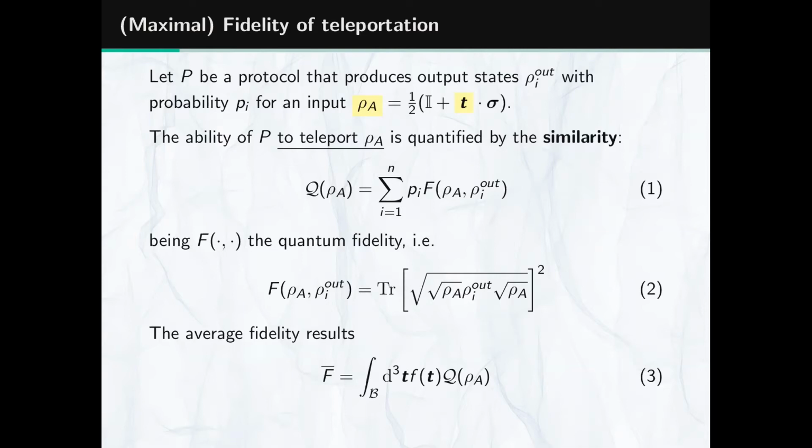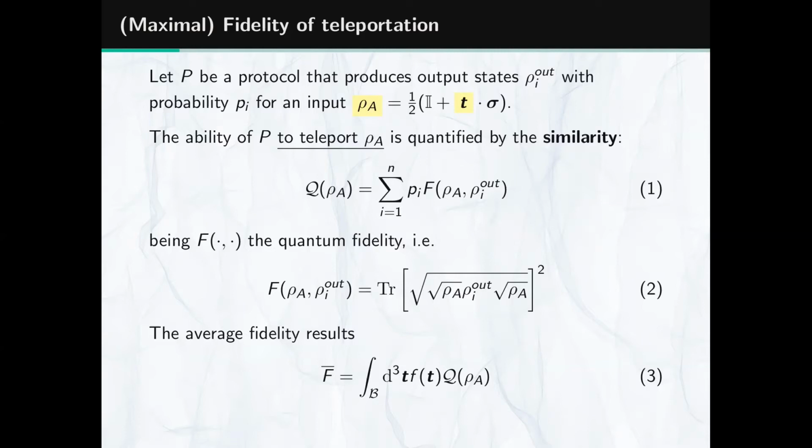You only consider qubits? You teleport now only qubits? Yes, this is true, this is for qubits. What is the small n? The n is the quantity of outputs that your protocol could produce. So it produces output I with probability Pi. You produce n different outputs.